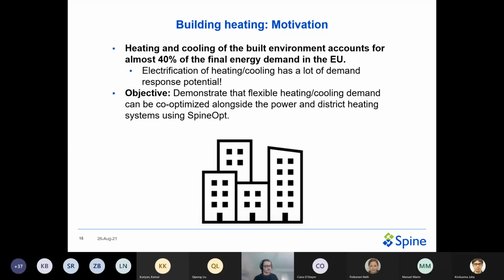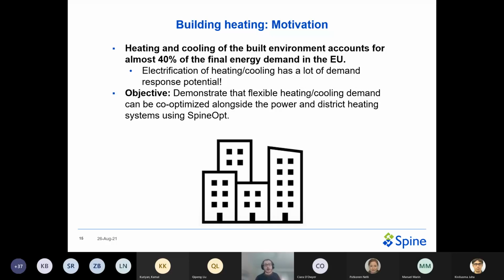So a very brief motivation as to why we wanted to do this. Well, heating and cooling of the built environment is actually quite a big consumer of final energy in the European Union. And decarbonizing the heating and cooling sector isn't necessarily straightforward. Electrification is one possible alternative. And via electrification, there's quite a large potential for possible flexible demand for demand response or demand side management purposes that might be worth looking into.